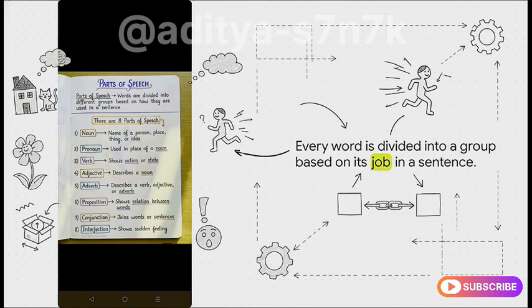You see, we've got nouns for naming things, verbs to show action, adjectives to describe. You get the idea. We are going to break this whole thing down piece by piece so you know exactly what each part does, and more importantly, why it matters. This is the key to making your own writing and speaking way more clear and a lot more powerful.